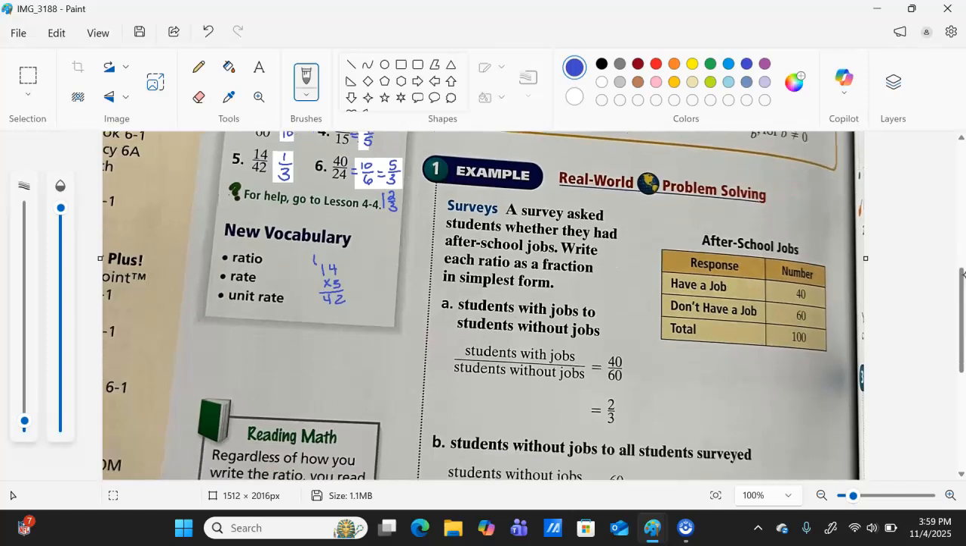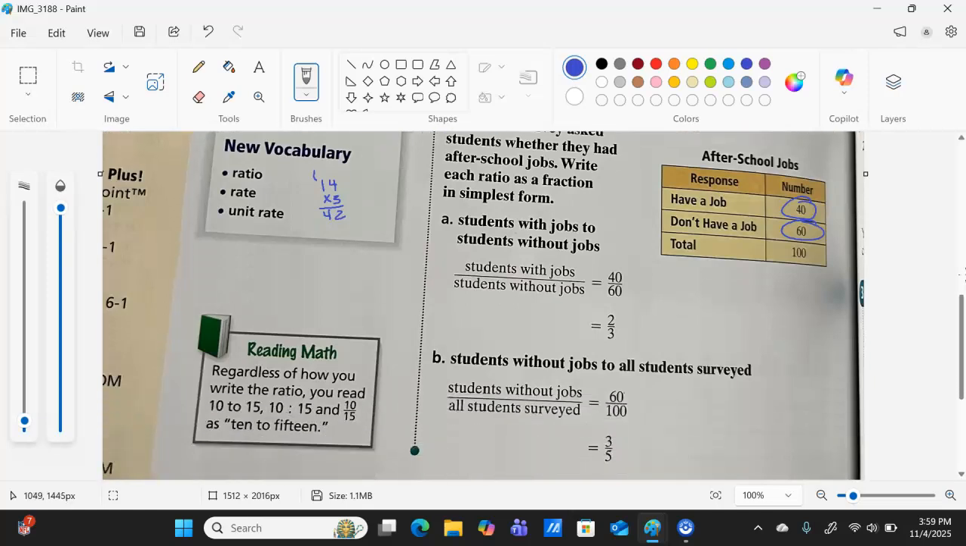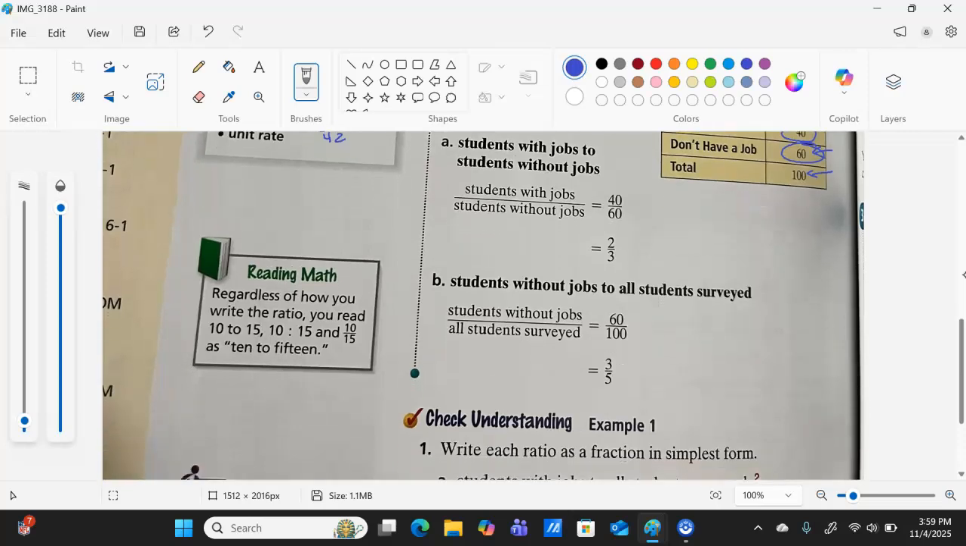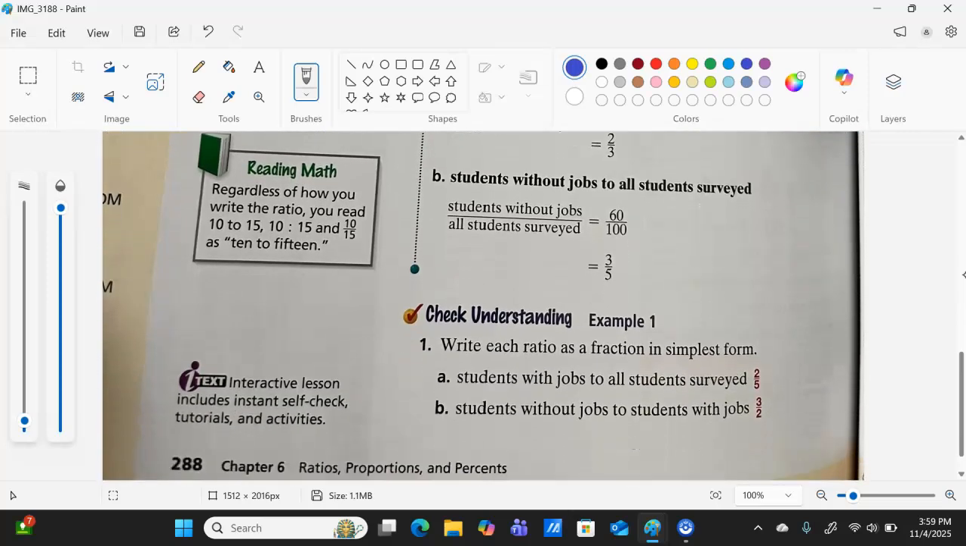So in example 1, a survey asked students whether they had after school jobs. Write the ratio of students with jobs to students without jobs. So here's with jobs and here's without jobs. So it's 40 to 60, which would reduce to 2/3. And then in letter B, they want without jobs to all of the students surveyed. So here's without jobs and here's all of the students surveyed. So it's 60 to 100, which reduces to 3/5.